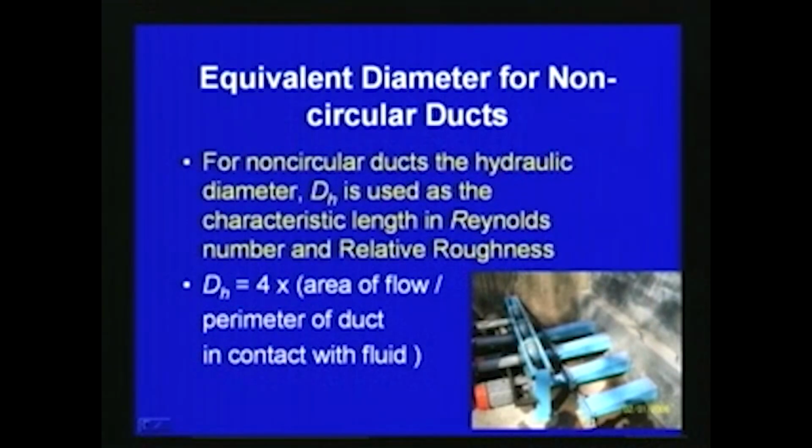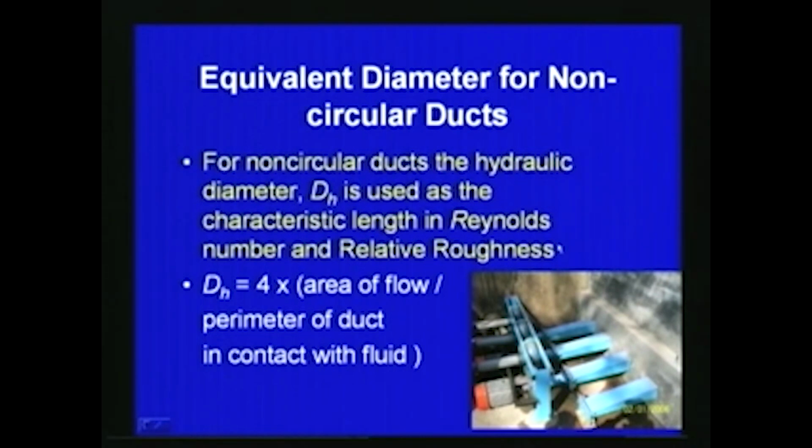So there we can have non-circular ducts. Say, for example, this is one of the modeling works which we did recently. From the surge pool here, the flow should come through a duct like this, a tapering duct like this. So you can see that in this kind of problem we have to find out the equivalent diameter for the non-circular ducts. So for non-circular ducts, the hydraulic diameter DH is used as the characteristic length for the calculation of Reynolds number and relative roughness.